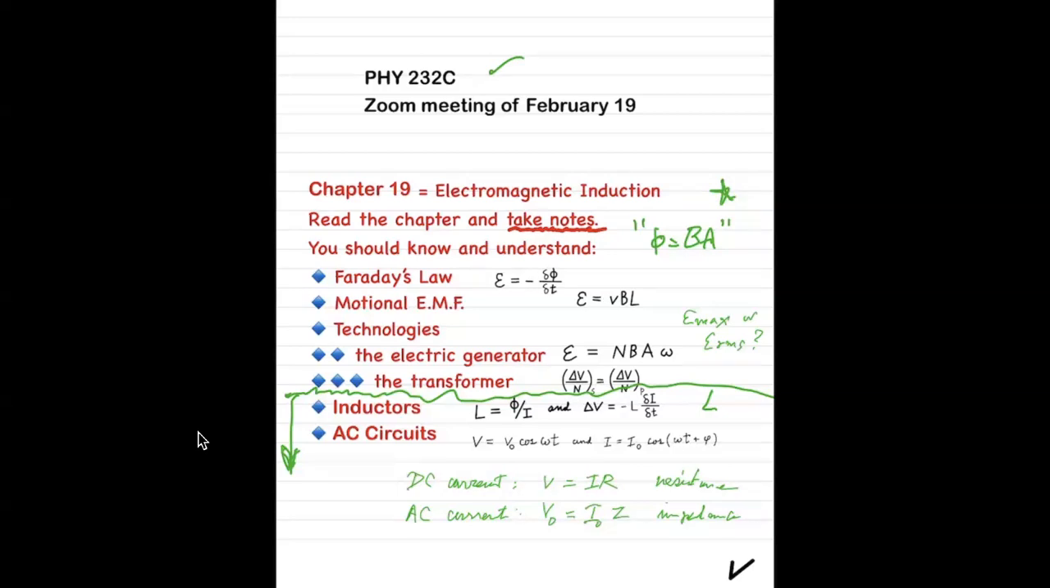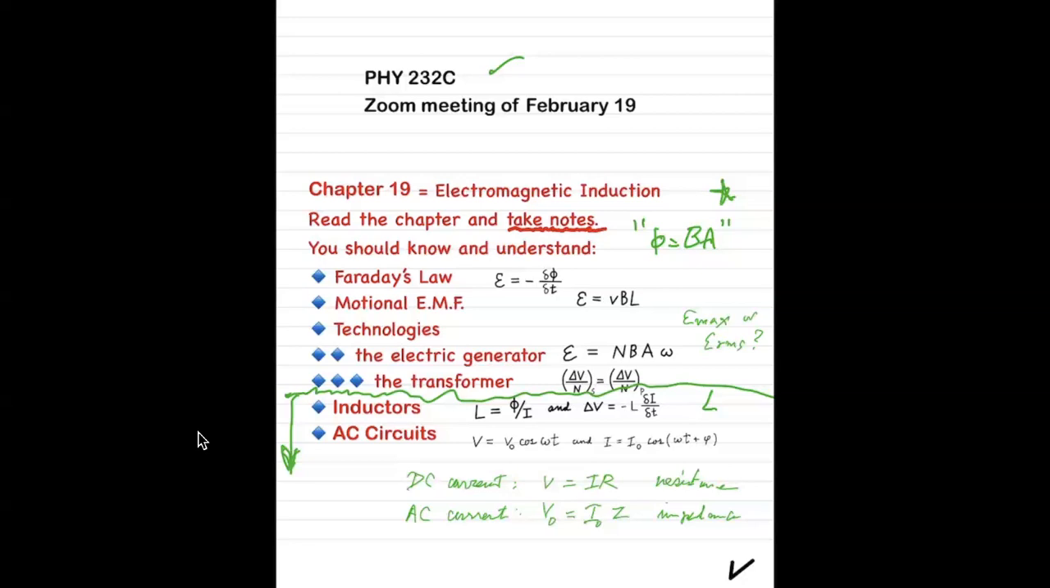So there's a whole section on AC circuits. How does a changing voltage imply a changing current? And it's a little more complicated than DC currents. DC currents we studied before. For DC currents, we have Ohm's law, it's very simple. The voltage is the current times the resistance.